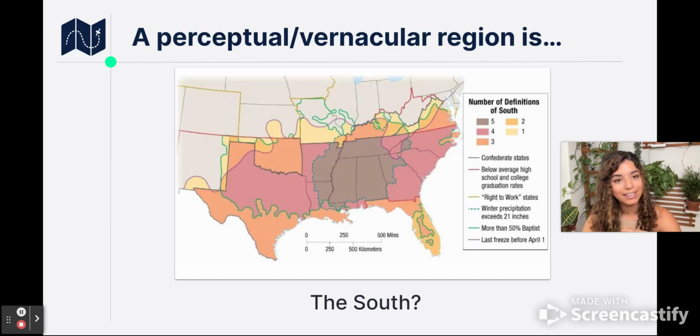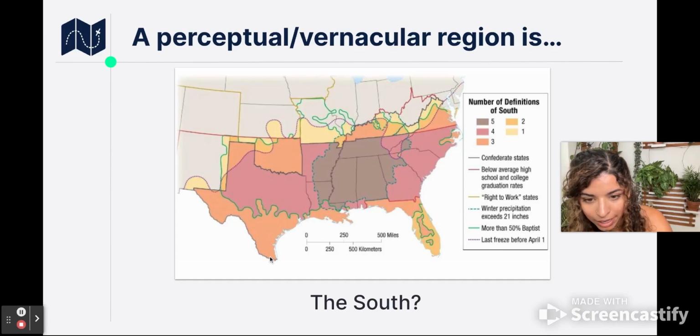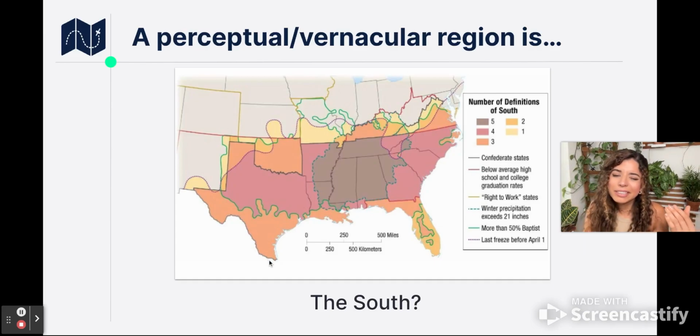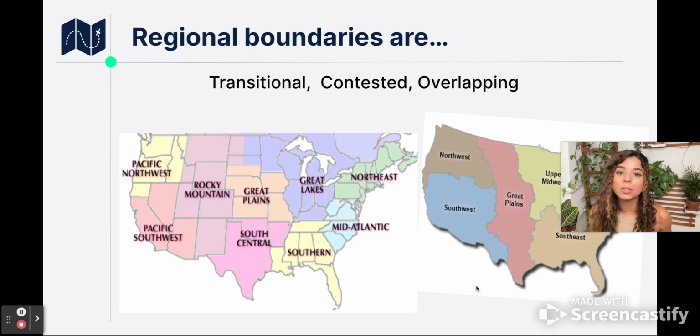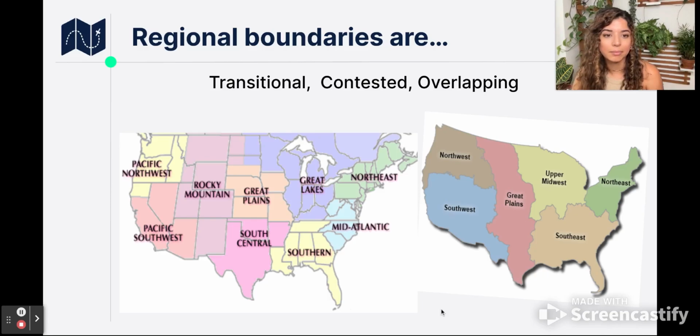Like I was mentioning, the South, there are different ways that people measure that, right? For instance, my home area right there. I wouldn't really consider my area from the South, but some people do, right? Some people do consider that as part of the South. Regional boundaries sometimes are transitional, contested, or overlapping. Like I mentioned, I don't really consider my particular area part of the South in the way that people think of it perceptually, whereas other people might. These things are more fluid, sometimes they overlap.